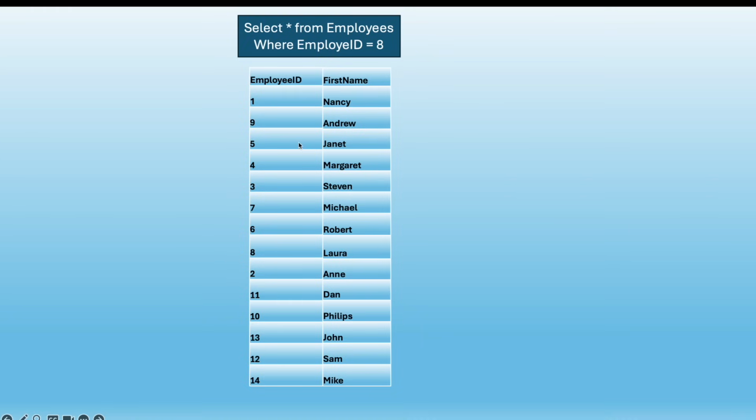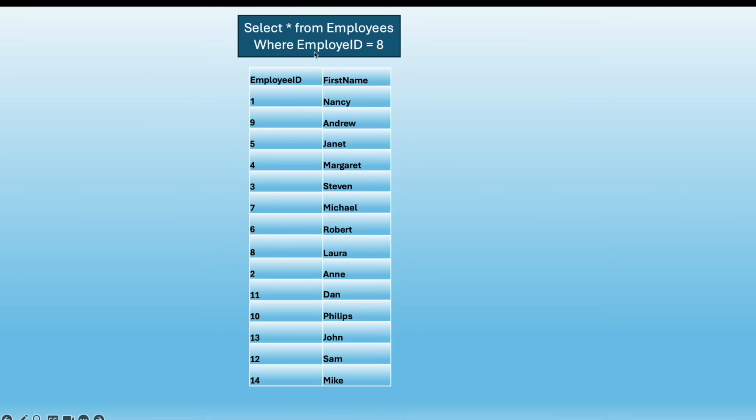But if I apply an index on this column, it will sort the data. Now, if you pay attention here, the data is not sorted. It's 1, 9, 5, 4. It's not sorted. But if you apply an index on any column, then it means that first it will sort the data on that particular column.